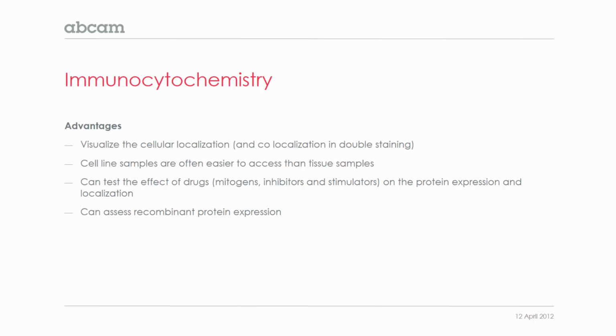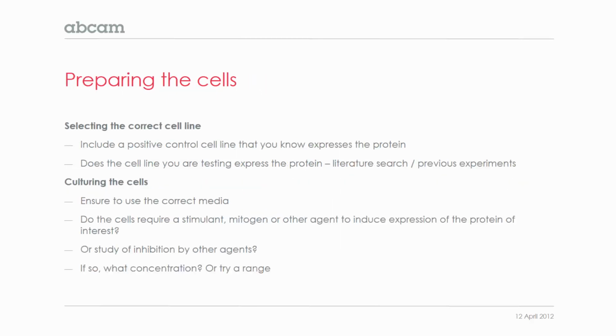So let's start with selecting the correct cell line and culturing the cells. To begin with, you need to ensure that you have a good positive control cell line that you know expresses the protein. The way to do this is you can either do a literature search, or you can take a look on the manufacturer's data sheet to see if they've used the antibody in another cell line that's been successful.